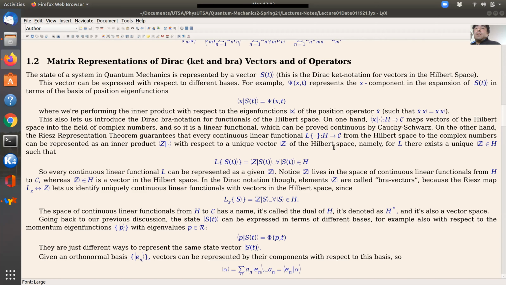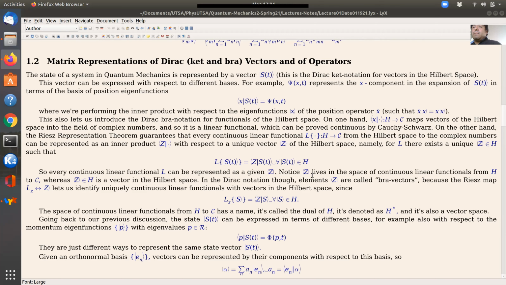And so again, for L, there is a unique vector Z in the Hilbert space such that this continuous linear functional, when applied to vectors in the Hilbert space, is equal to taking the inner product with C for any element in the Hilbert space. Again, every continuous linear functional can be represented as a given C and the inner product with it, but there's a little bit of a difference. So, okay, you take the inner product with this. However, this object is mathematically different.